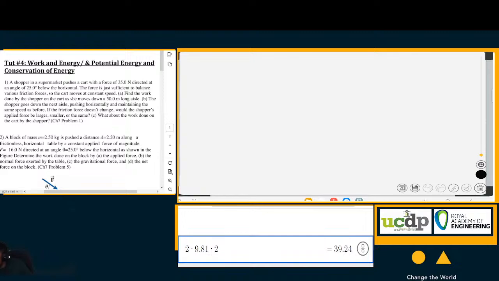Let's look at work and energy. We're done with Newton's laws. Tutorial 4. This is work and energy. I want to see if it's actually showing the new one. Okay, work and energy is there. And if you can't see, don't worry, I did email all the problems to everyone.